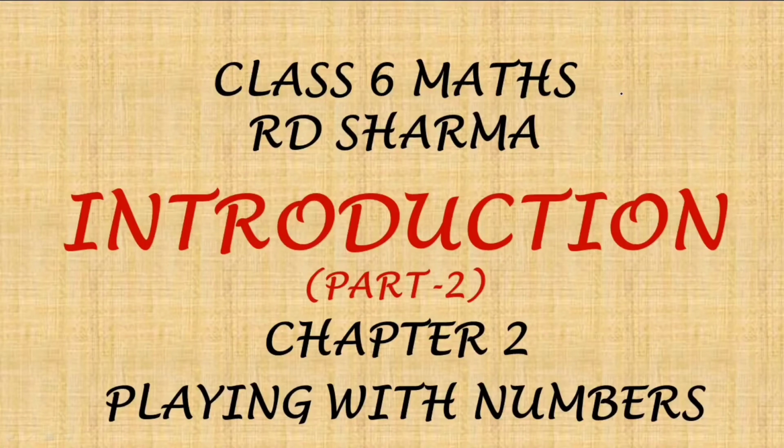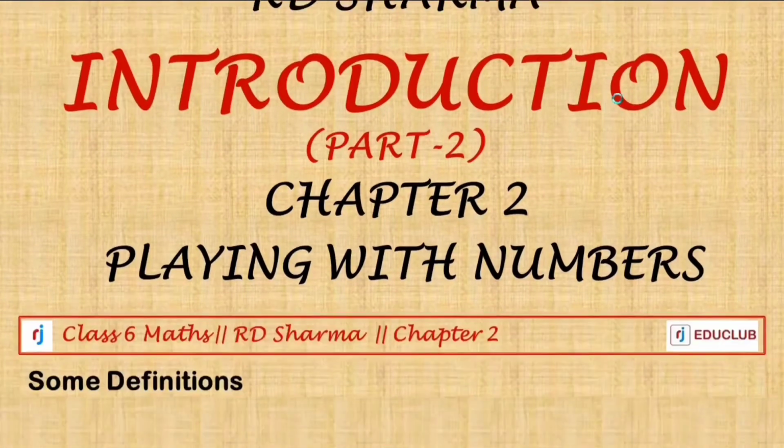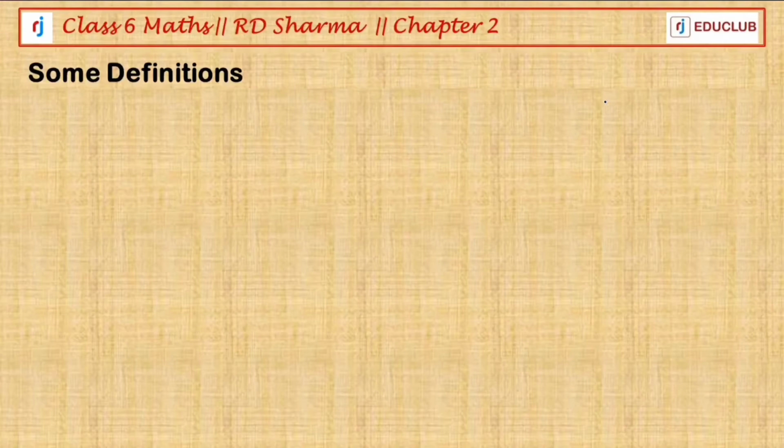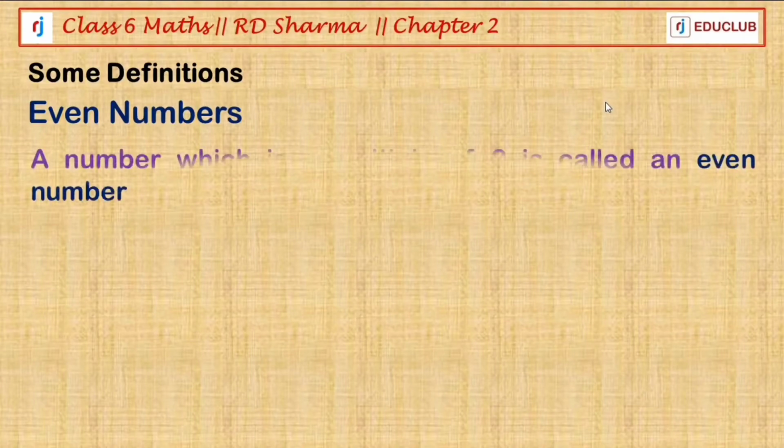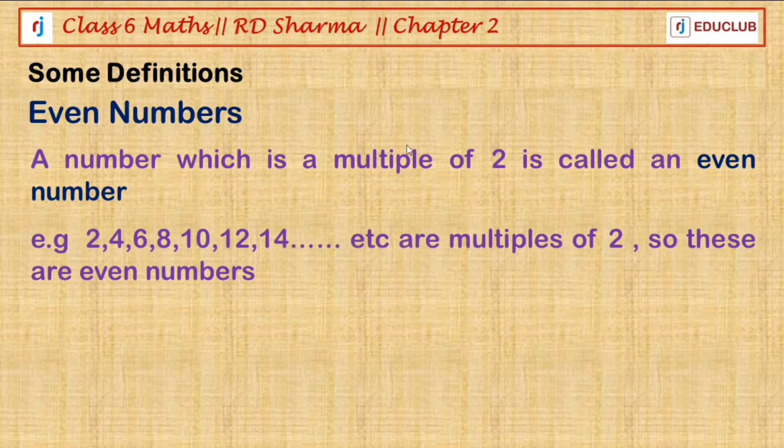Chapter 2 Playing with Numbers Part 2. Okay, let us see some definitions. Even numbers. What is an even number? A number which is a multiple of 2 is called an even number. Okay. Any number which is a multiple of 2 is called an even number.